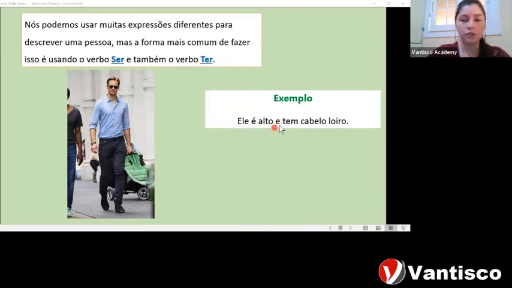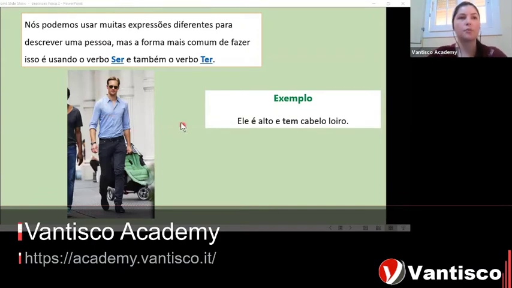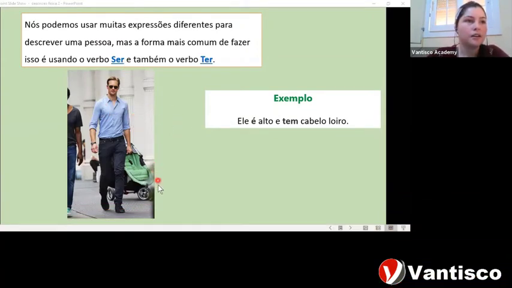We can also use the verb ter, for example, when talking about how tall he is. In Portuguese, we say meters, okay? Like 1 meter in centimeters. He is 1.70 tall. Então, ele tem 1,70 de altura, ok? So, in this case, it's okay if we use the verb ter.